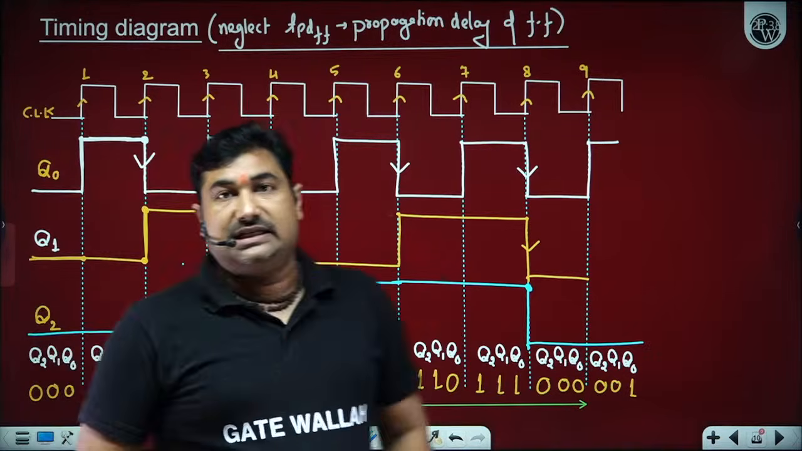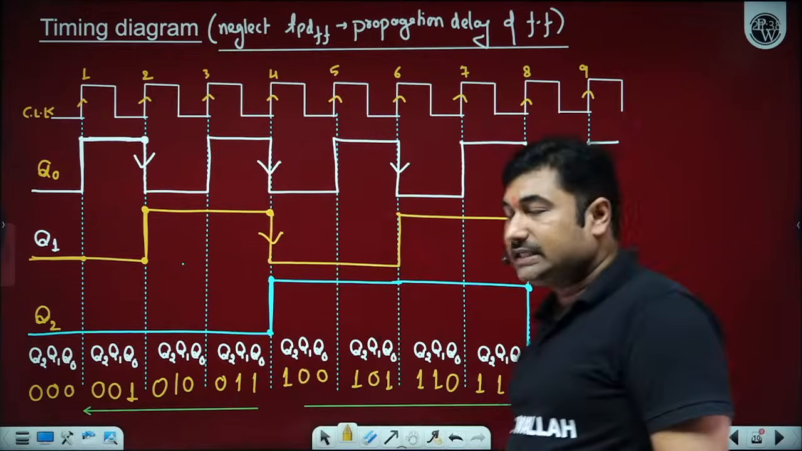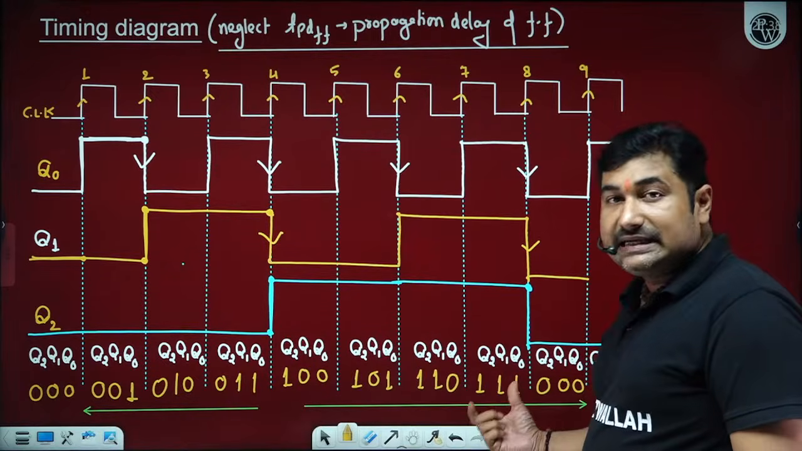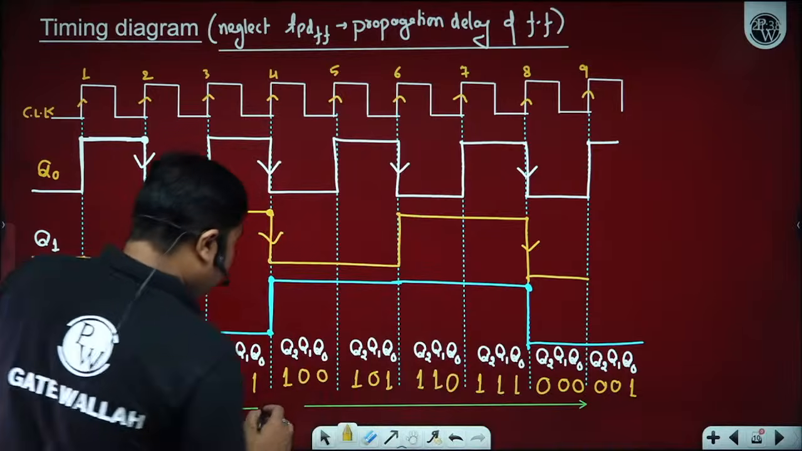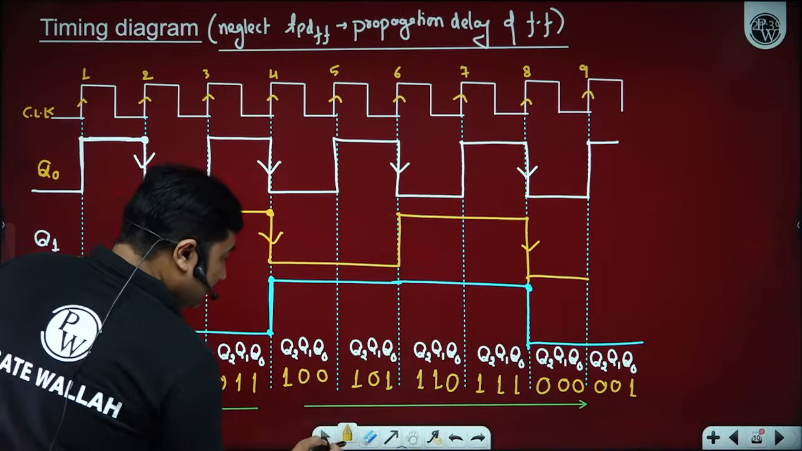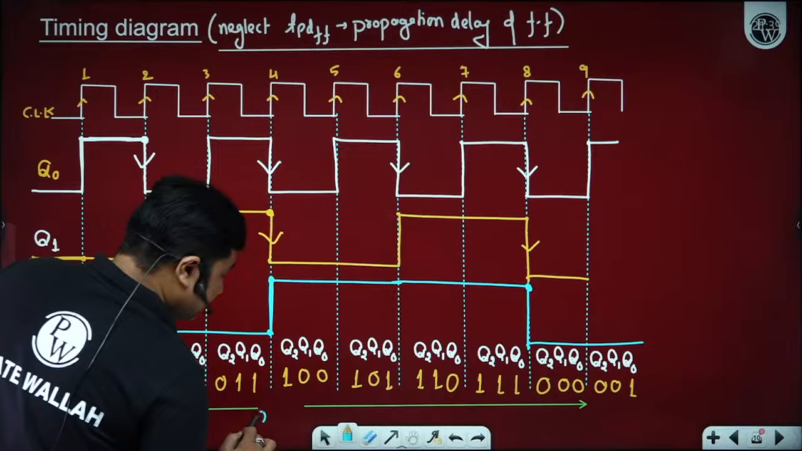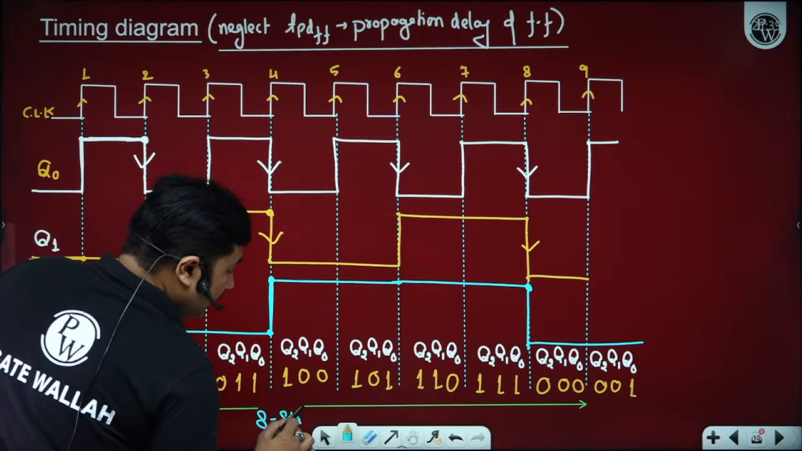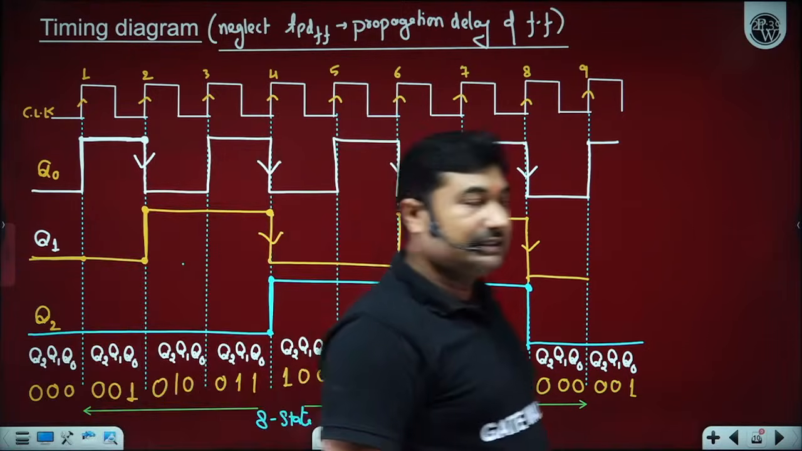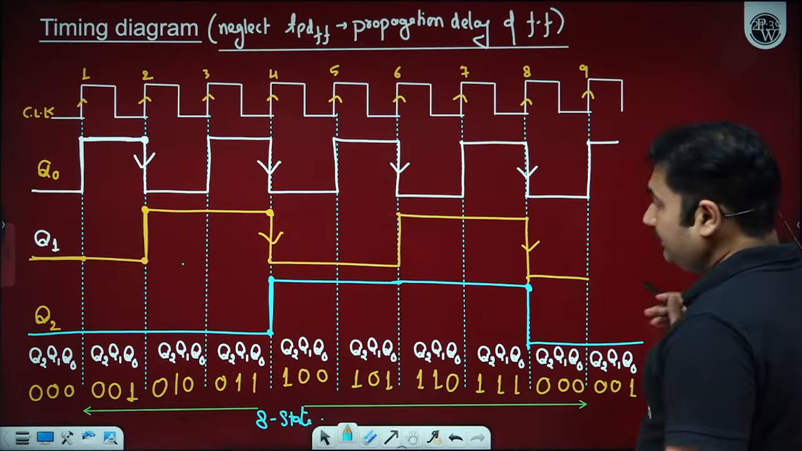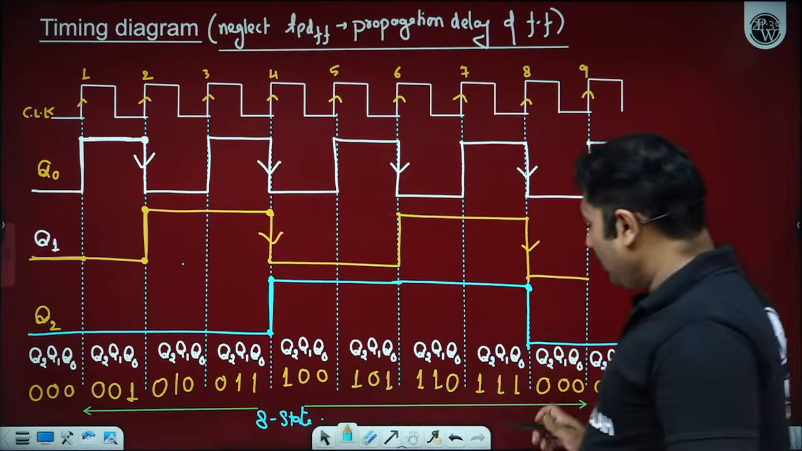We will never consider the initial state. We always consider the states after applying the clock pulses. So how many different states are there? We can observe here that 8 different states are there. We can say this is a mod 8 counter. So this counter is said to be a mod 8 counter.